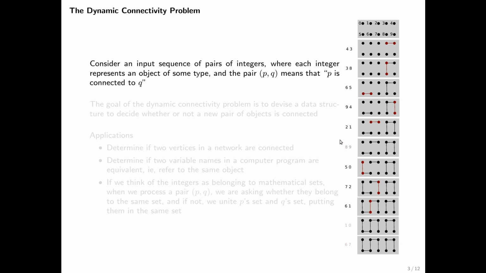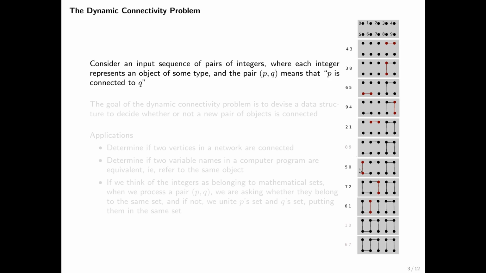Now, 8 and 9, these two points, they are not directly connected. However, there is a link from 8 to 9. There is an indirect connection between 8 and 9. So what we do is we don't establish a direct link between 8 and 9 because they're already connected, although indirectly, and that's okay. So that's why this pair is in gray, meaning we are not establishing a direct link between the two. And then we process the pair 5, 0.